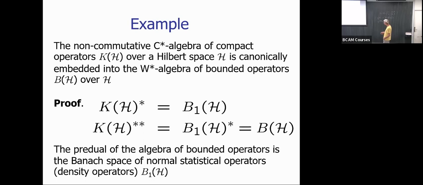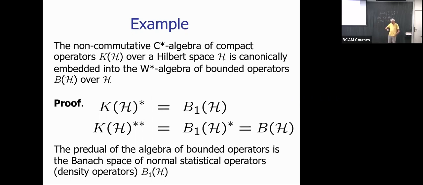The proof for this goes exactly along the same line as in the classical case. For the space of compact operators, we can compute the dual space. And interestingly now, this is exactly the space containing the density operators. This is the space of normal operators over Hilbert space. Then the bidual of the compact operators are the duals of the trace class operators, and they are essentially the bounded operators. And so now we see the pre-dual of the algebra of bounded operators is simply the Banach space of the normal statistical operators, of the density operators.